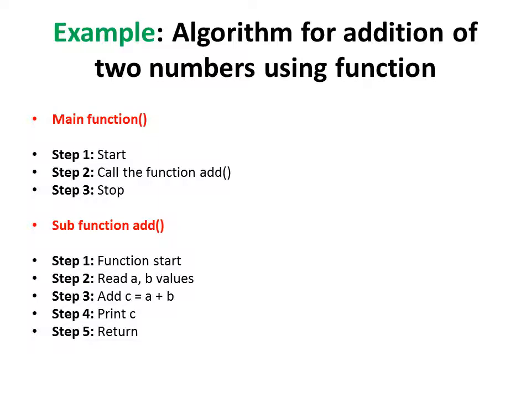So in your program, if you want to perform addition anywhere, you just call this function. At one location you can write this code. You can keep the name of the code as add, and whenever you need to perform addition, you just call this function. No need to write this code again and again in your program. So that is the main advantage of using function.